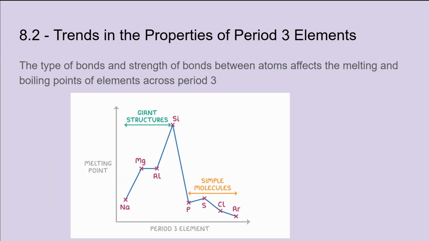Okay, so now moving on to the trends and the properties of period 3 elements. So the type of bonds and the strength of bonds between atoms affects the melting and boiling point of elements across period 3. So here you see a graph and it has the different elements across period 3 and it shows the graph of their melting point. So you see the giant structures, silicon, which is at the very top, and then the simple molecules, and I'm going to explain each of them.